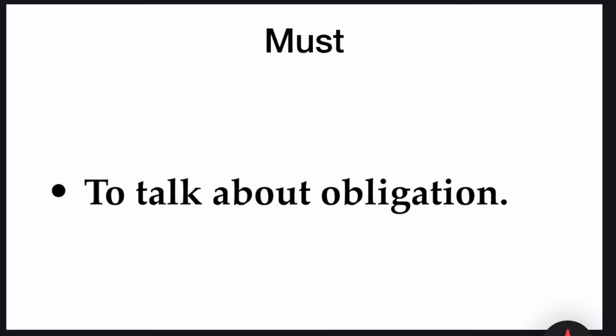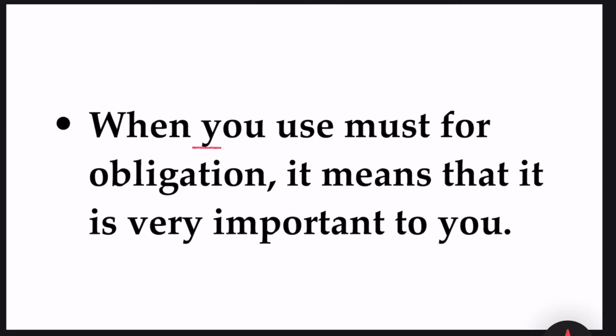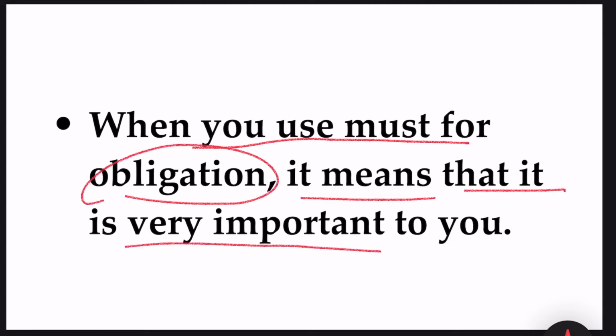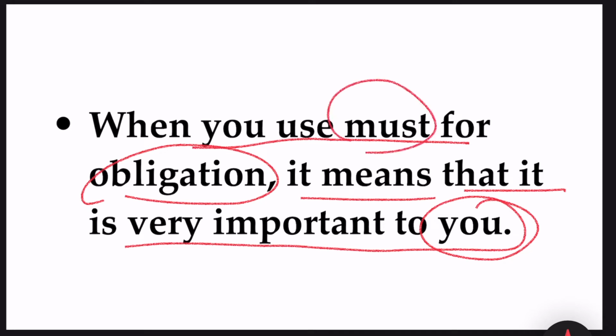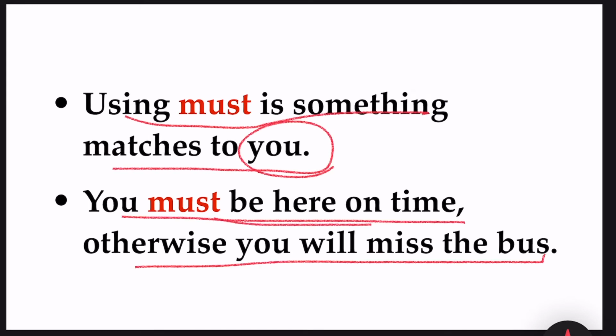So, to express obligation and rule, we can use the modal verb must. When you use must for obligation, it means that it is very important to you. The wedding is important to you. You must attend the wedding because the bride is your cousin. So, you have used the modal verb must here for expressing obligation. Using must is something that matters to you. You must be here on time, otherwise you will miss the bus.